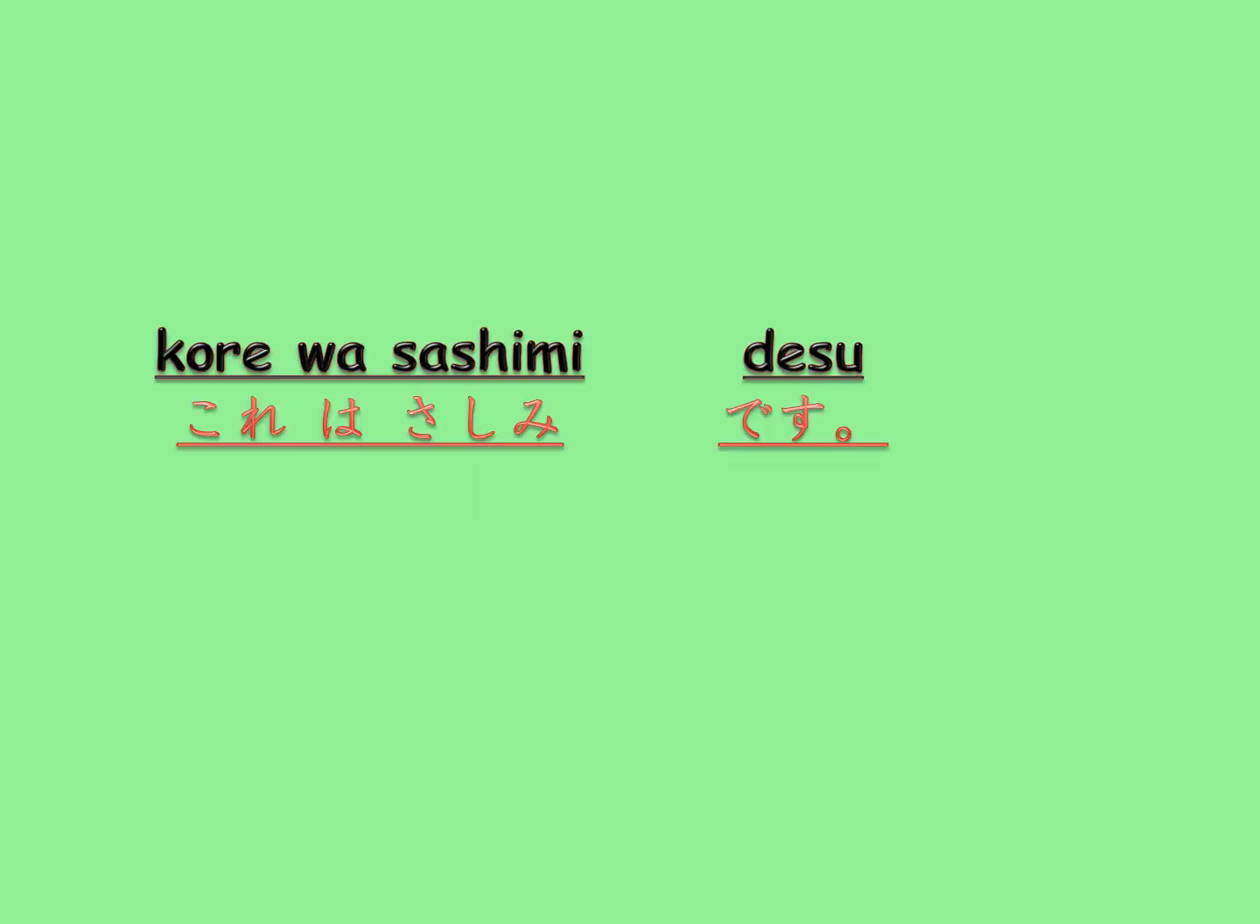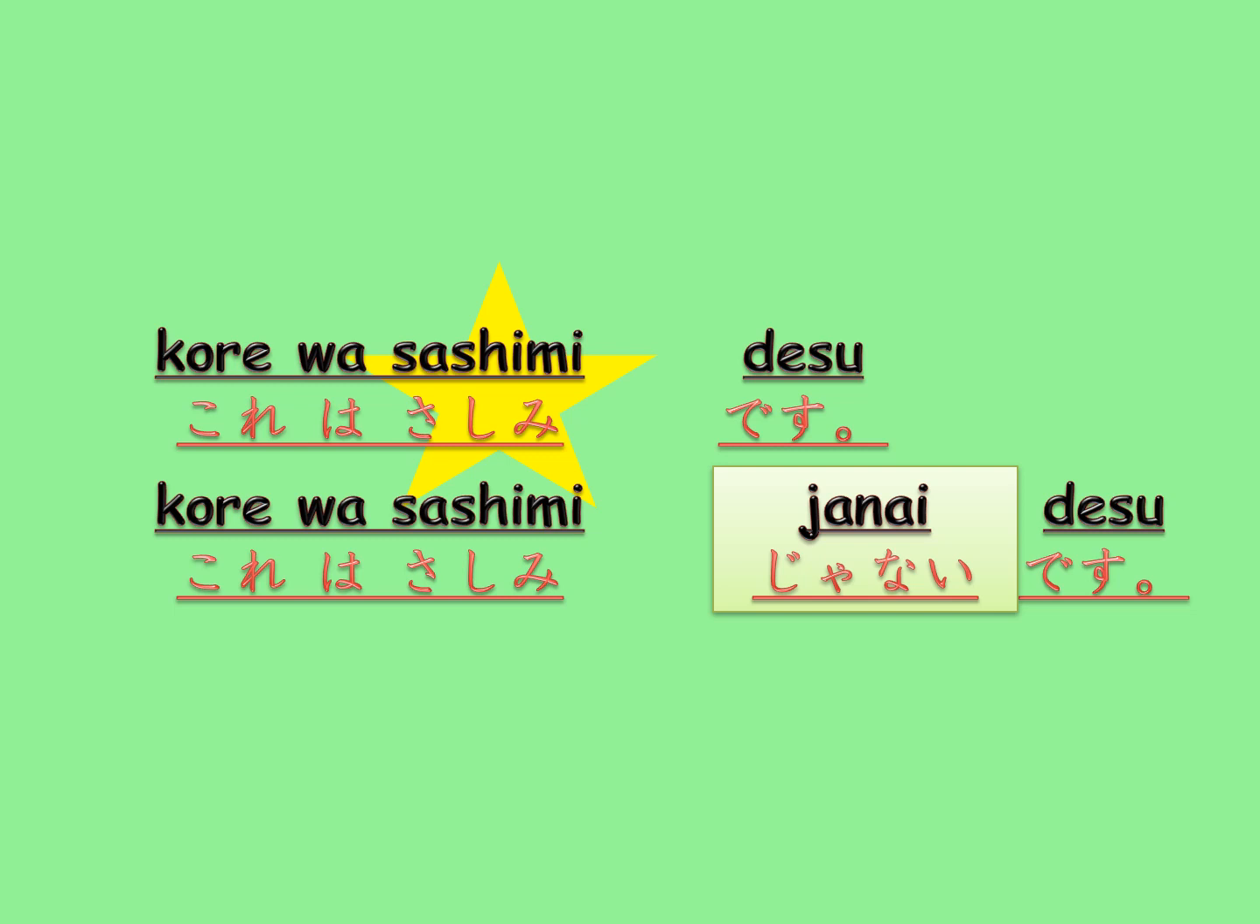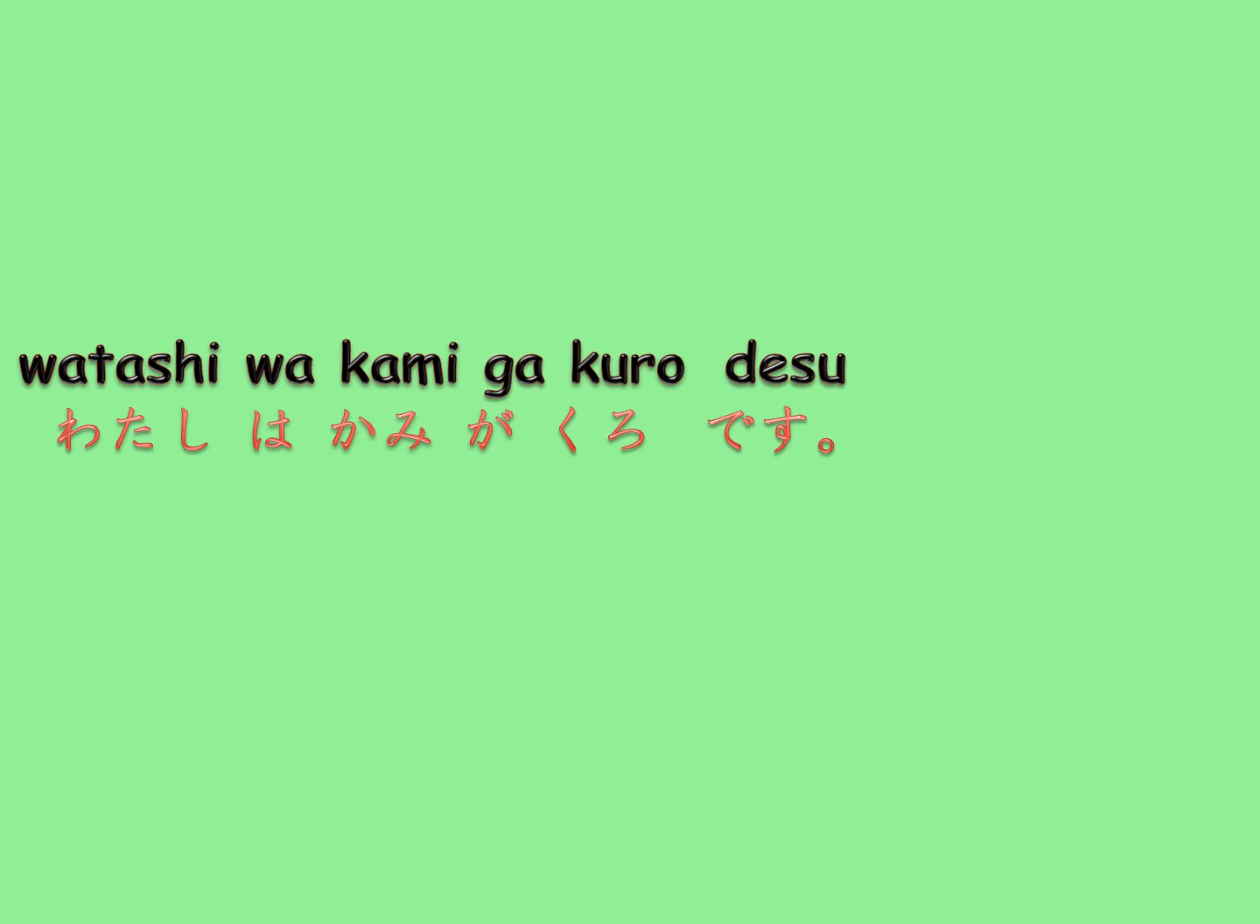If the original sentence is これは刺身です. This is sashimi. Then, because the word sashimi is a noun, you can say これは刺身じゃないです. And that means this is not sashimi. This pattern is not limited to A is not B type of sentence. You can use this for any sentence ending in です.